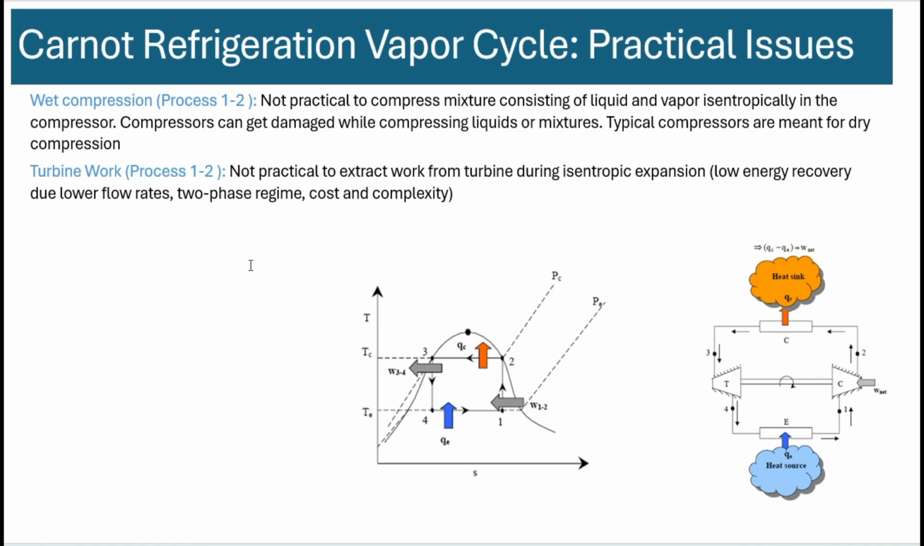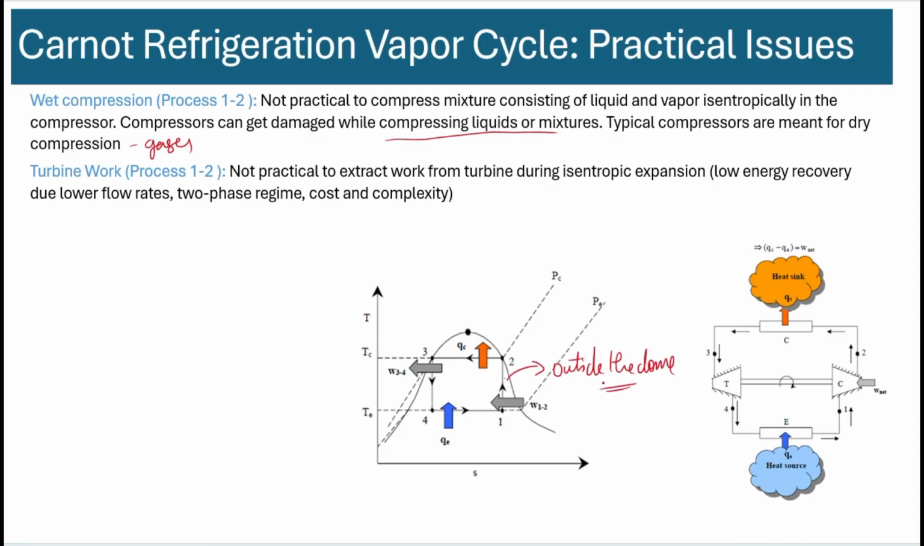In addition to that, if you're considering a vapor cycle inside a two-phase dome like this, it's hard to make it practical due to another problem, which is you cannot design a compressor to compress liquids or mixtures. Okay, compressors are meant for dry compression for gases. So you cannot have the compression process 1 to 2 inside the vapor dome. You have to move the process 1 to 2 outside the dome, okay?